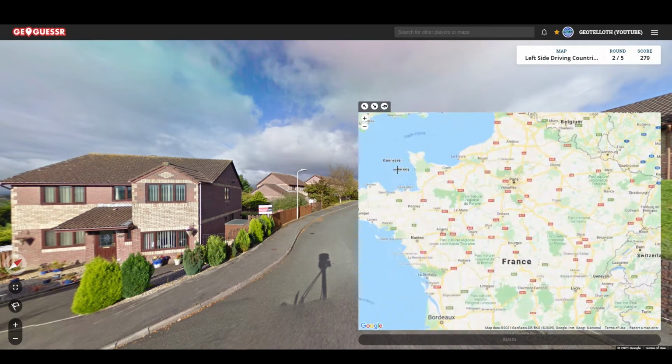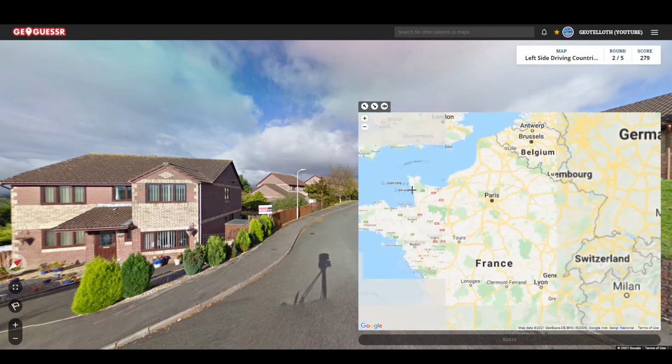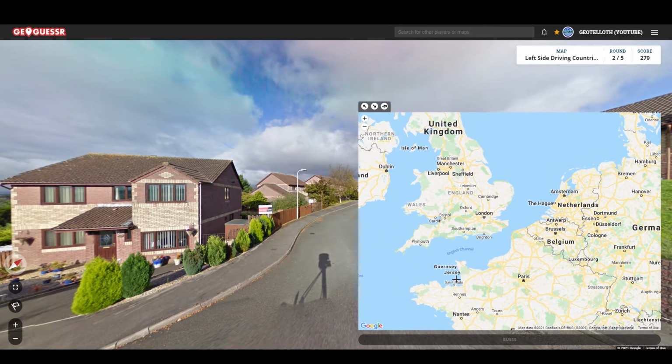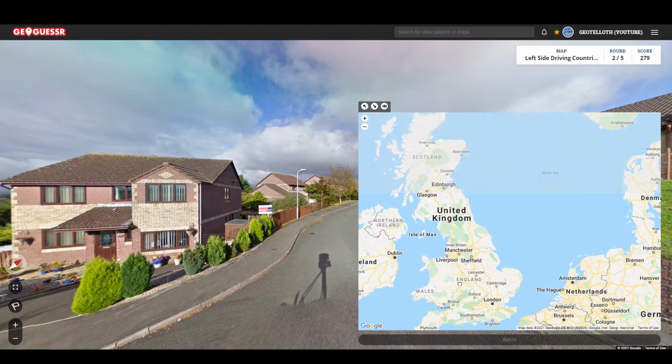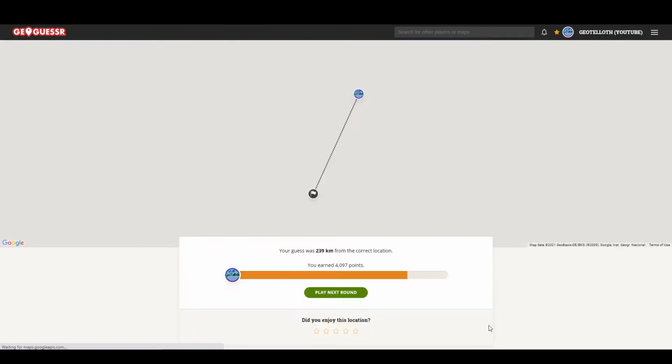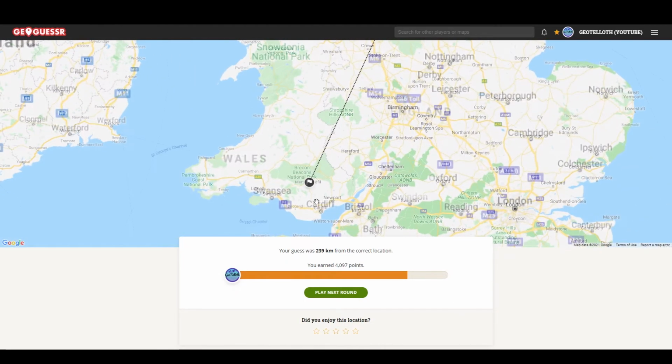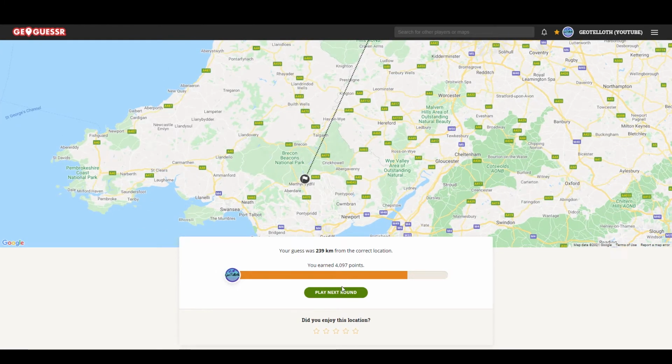Another place that can come up sometimes is like Jersey. That's left-hand side driving, but I think in Battle Royale that counts as the UK. Anyways, let's guess in the UK, and we were in South Wales. We were in Merthyr Tydfil.